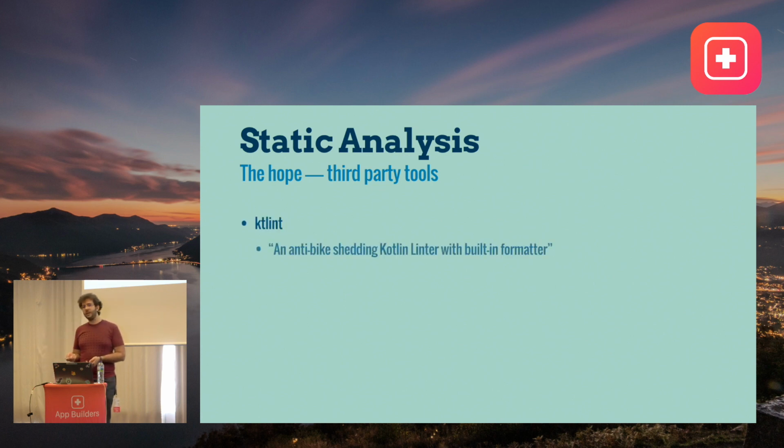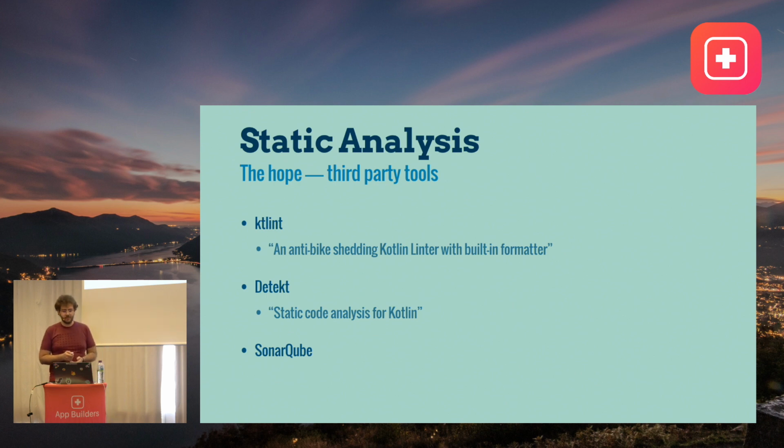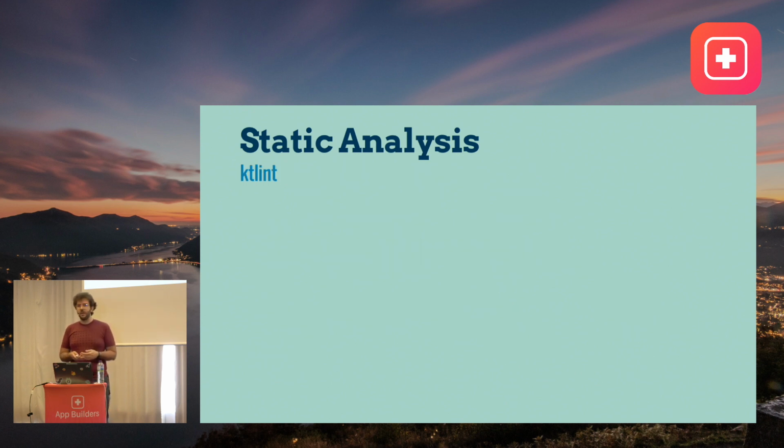The first one is ktlint, which is an anti-bikeshedding Kotlin linter with built-in formatter. We'll see what that actually means in a second. Then there is Detekt, which is static code analysis for Kotlin. Those are just the taglines from the GitHub repos, simply. And then there's SonarQube, which is sort of a mixed bag at this point. So ktlint, that mouthful, what does that mean?